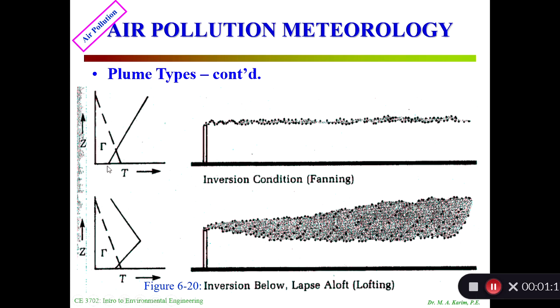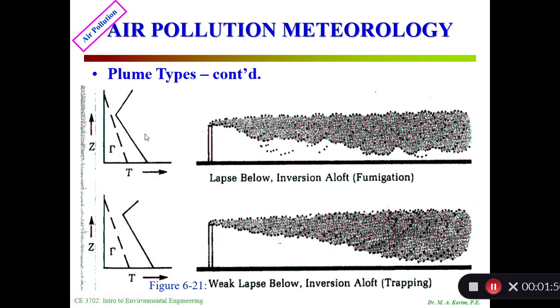And this one, you see, this is the temperature and this is the lapse rate. The temperature is increasing with elevation, so in this case it is an inversion condition, but somehow it's becoming fanning. Here it looks like increasing and then decreasing. That's why it started increasing, then decreased, so it's not coming to the outside. It's inversion below, lapse above. So this is to some extent good for us.